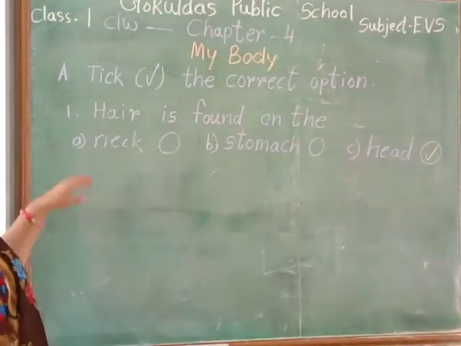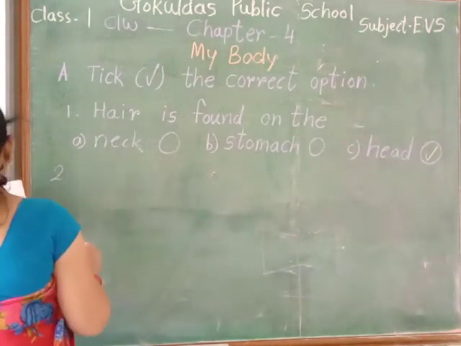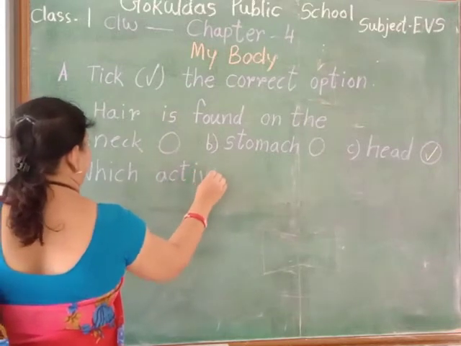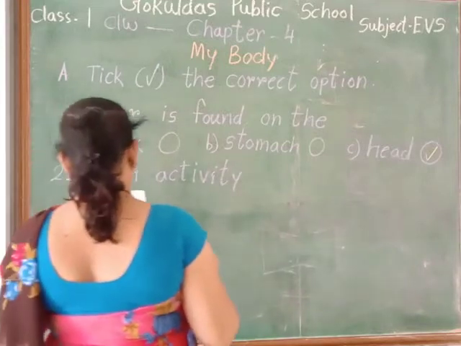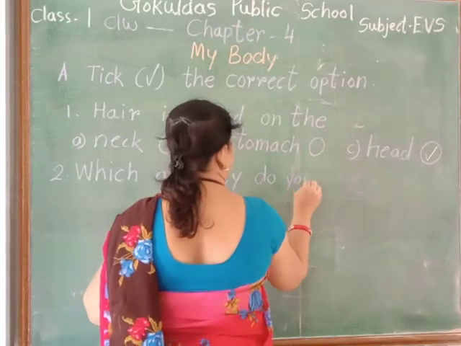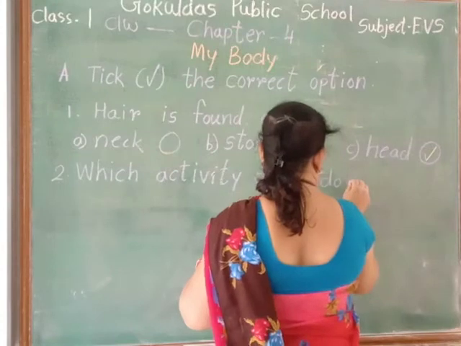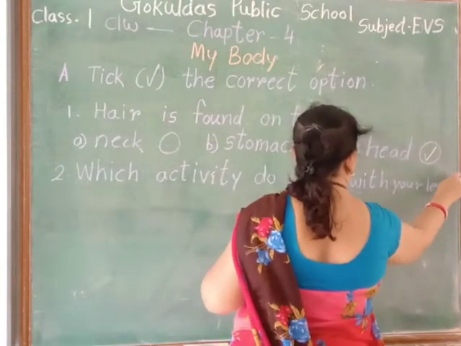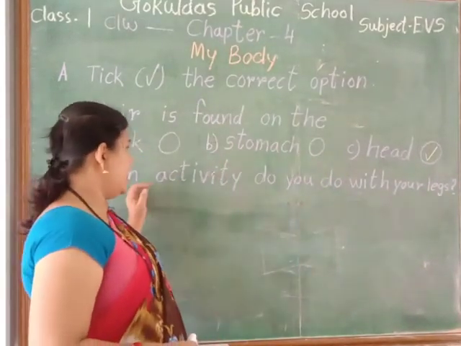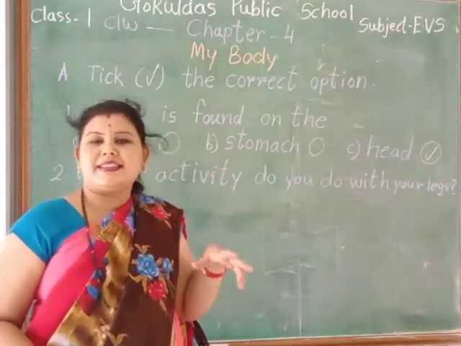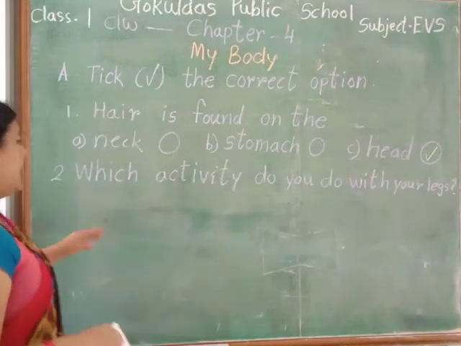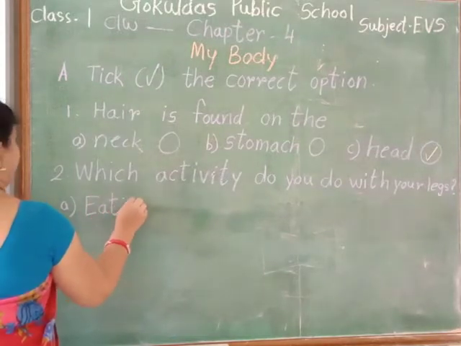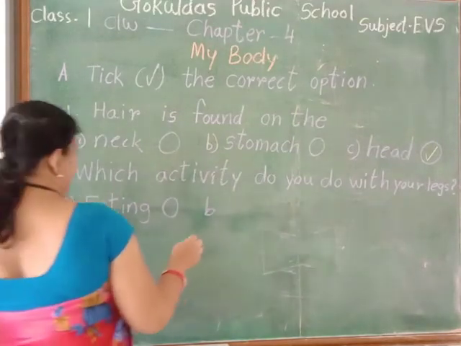Next, number two. Which activity do you do with your legs? Which activity do you do with your legs? What activities do you do with your legs? Now, this is correct option A, eating. B, dancing. C, writing.